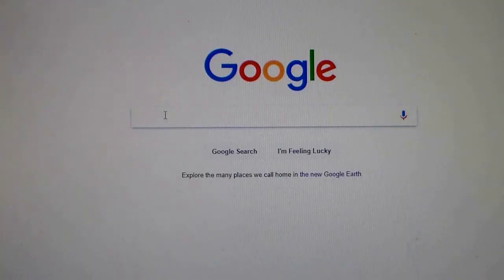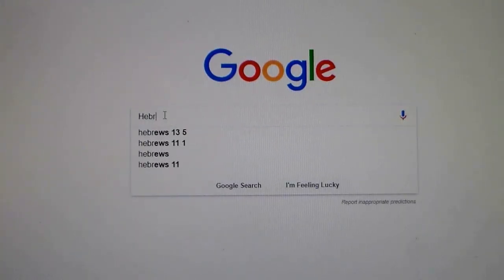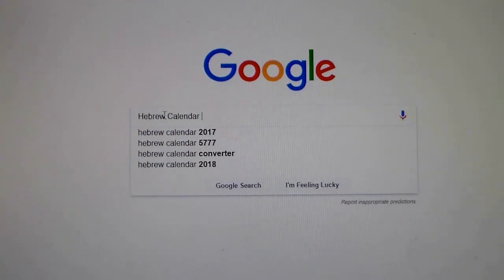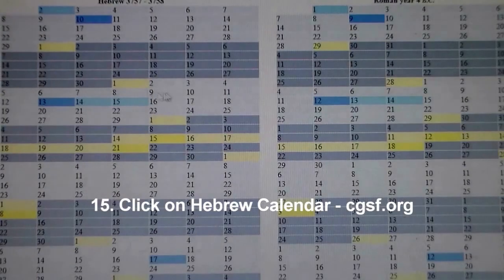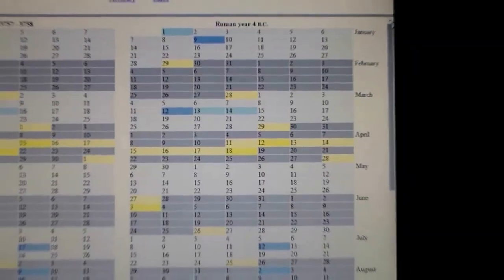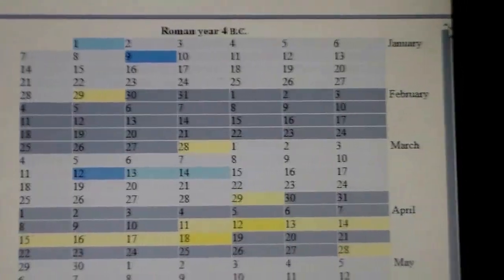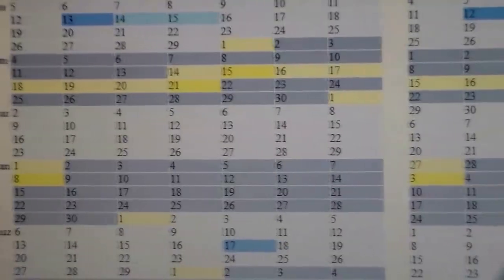Let's go again, and we'll type Hebrew calendar. No, we go to 4 BC, right? 4 BC, because that's the year Christ was conceived. So here we have the Roman year 4 BC, right? And let's go to the Hebrew calendar.